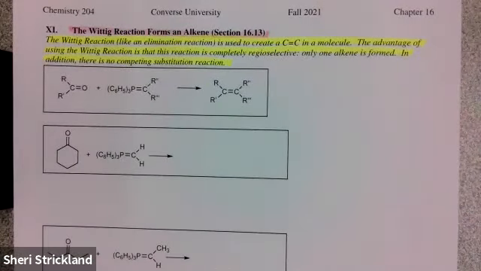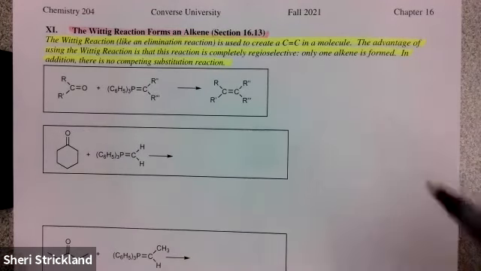Now, the Wittig reaction, like an elimination reaction, is used to create a carbon-carbon double bond in a molecule. The advantage of using the Wittig reaction is that this reaction is completely regioselective. Only one alkene is formed. In addition, there's no competing substitution reaction. So let's take these one at a time.